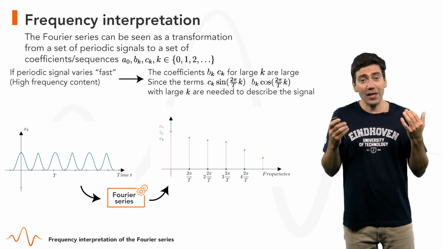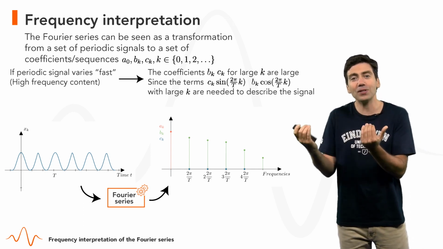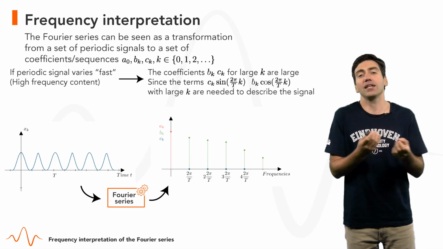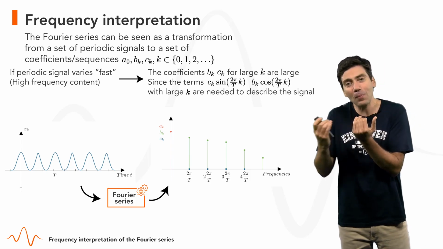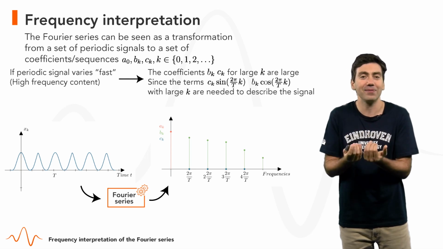So, from the Fourier coefficients, you can have a very good notion of how the signal looks like, and you can see this as a decomposition of the signal in the frequency domain. This frequency is 2 pi over capital T times k.